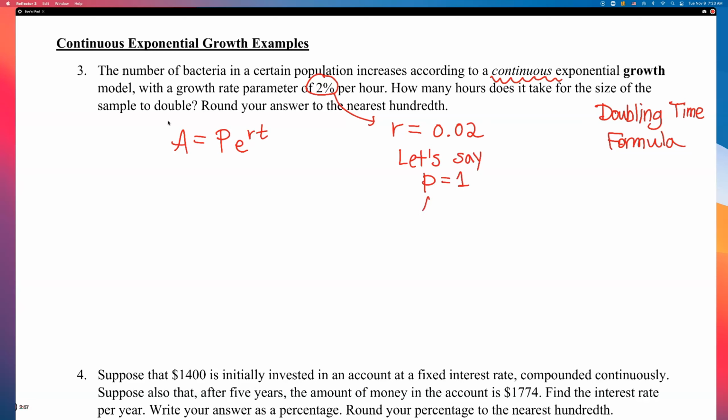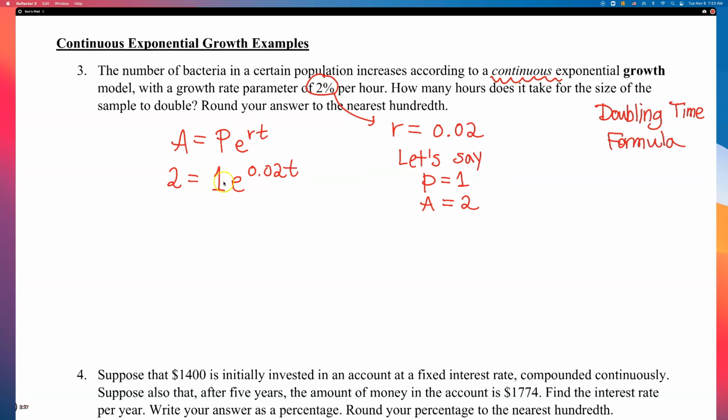It will get doubled when A equals 2, right? Now, I just picked 1 and 2. You could have picked 5 and 10 or 100 and 200. Doesn't matter as long as you double, that's okay, because they never really said how many bacteria we are starting with. So I'll say 2 in here, 1 in here, and then I'll say E raised to the rate, which was 0.02, multiplied by T. We're solving for T here.